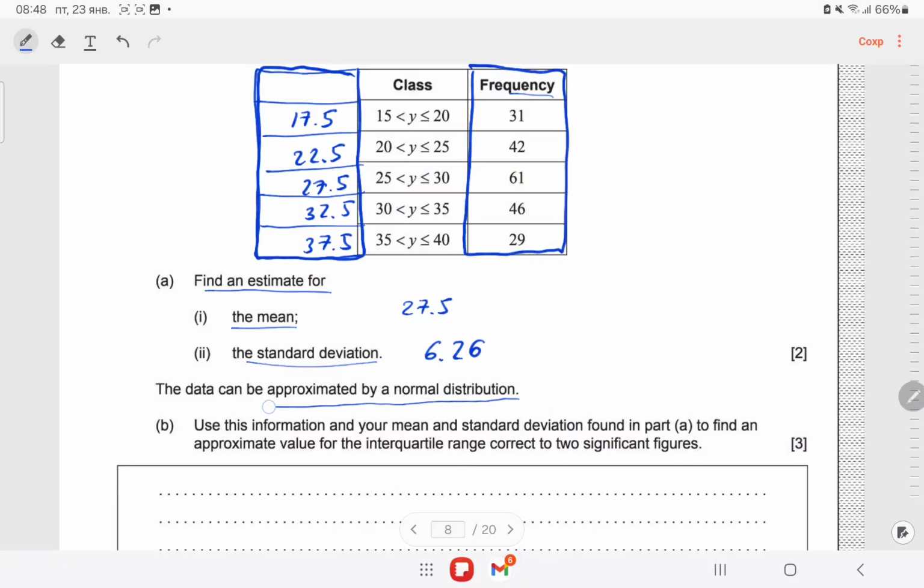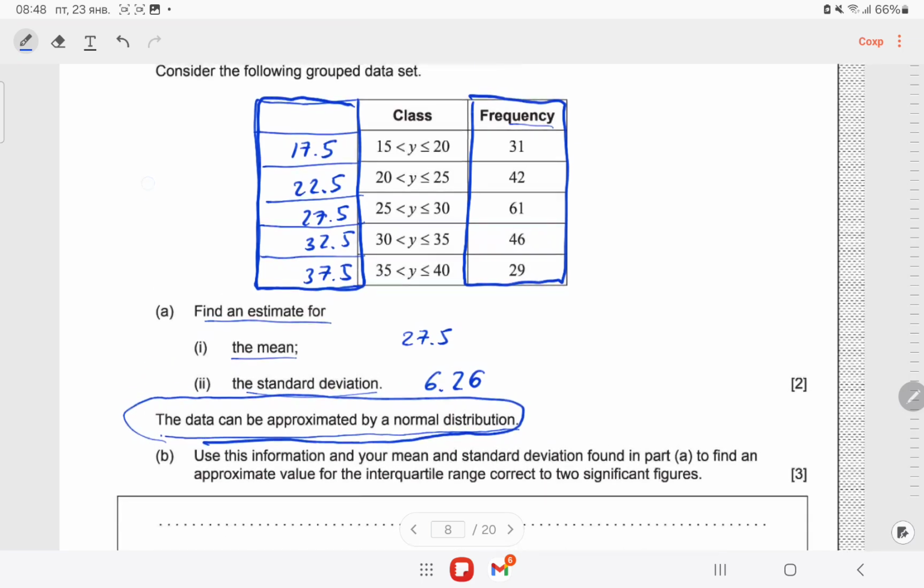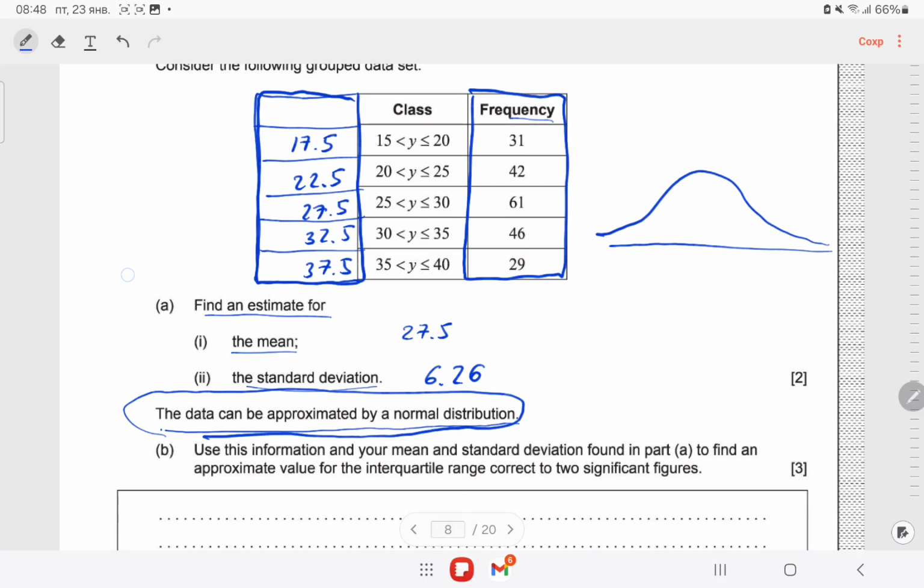Okay, now let's read the next sentence. The data can be approximated by normal distribution. So this is a tricky content. Here we have to be very, very careful. What does it mean? It means that this data follows the normal distribution. It doesn't have to follow it precisely, but it could be approximated. It means that we can use the concept of normal distribution to find the following thing.